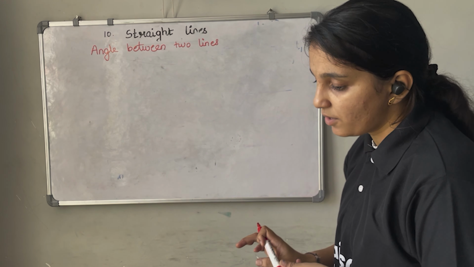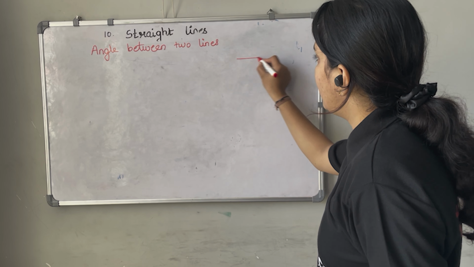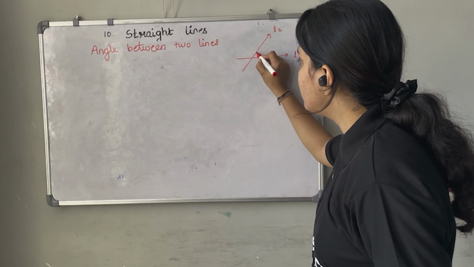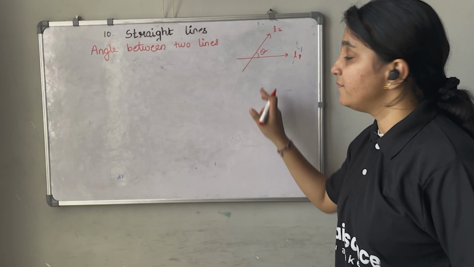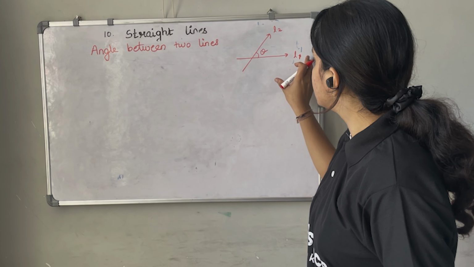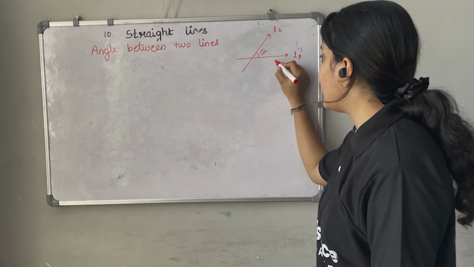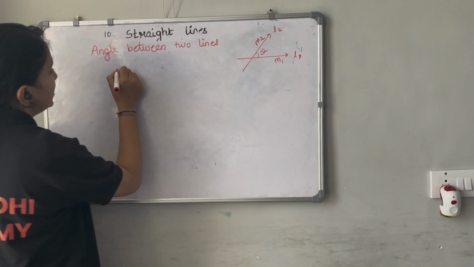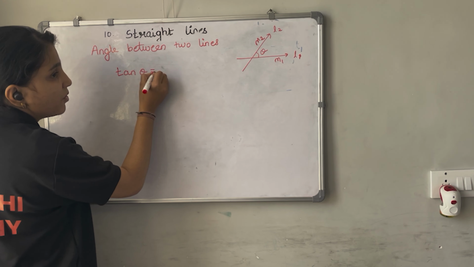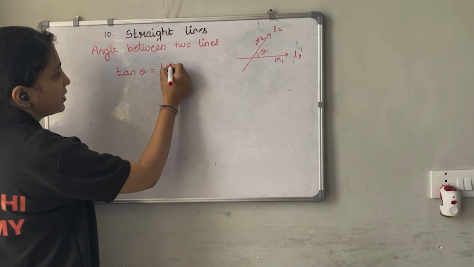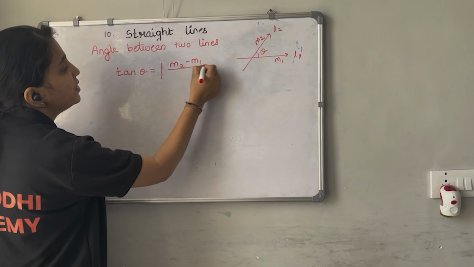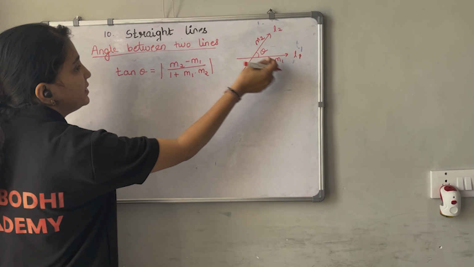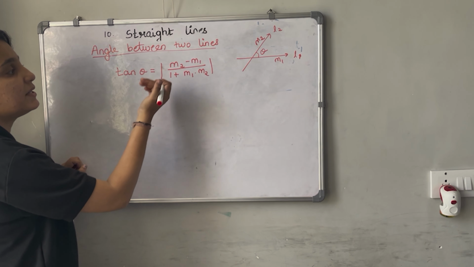Suppose you have line L1 here and line L2 here, and we have to find this theta. First, the slope of line L1 will be M1 and the slope of line L2 will be M2, so tan theta can be mod of M2 minus M1 upon 1 plus M1 into M2. Then the angle between these two lines is given by tan theta, which is M2 minus M1 upon 1 plus M1 into M2.